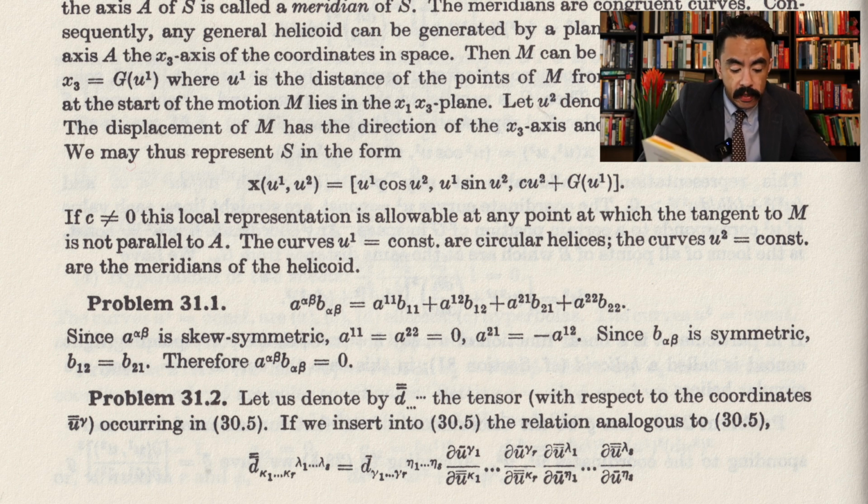Now, since b sub alpha beta is skew-symmetric, then b sub 11 equals b sub 22, which equals 0, and b sub 21 equals negative b sub 12. Then, since a superscript alpha beta is symmetric, a superscript 12 equals a superscript 21. Therefore, when all these things combine, a superscript alpha beta times b sub alpha beta equals 0.